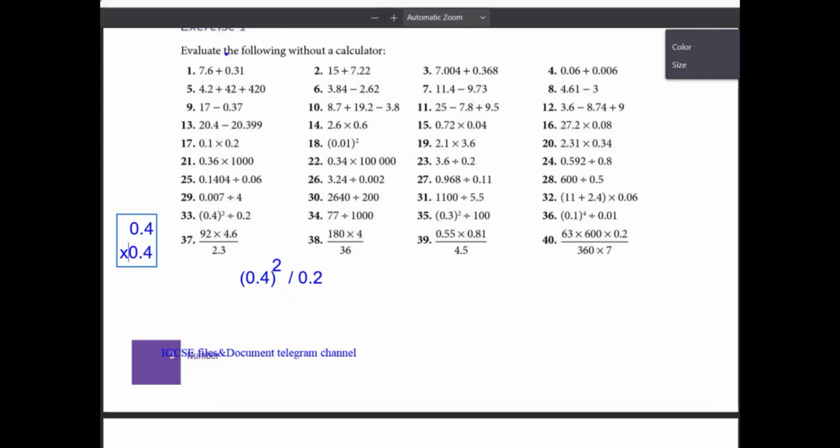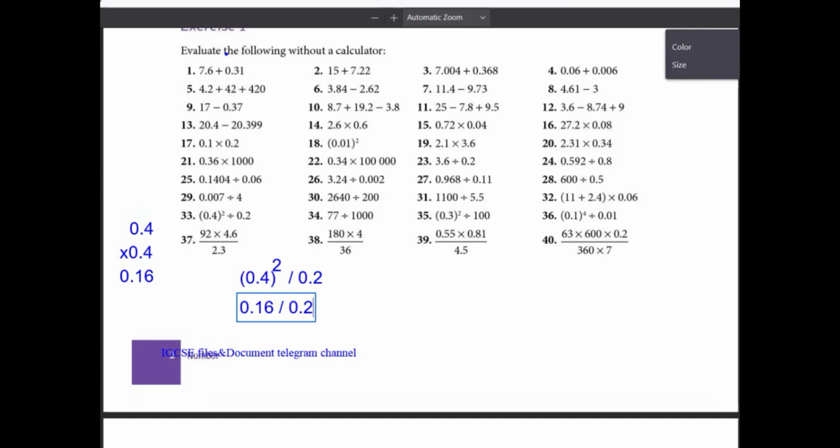What do we do about it? We ignore the decimal point, remember, in multiplication. And we multiply 4 times 4 is 16. And then we see how many digits after the decimal point. We have 4 here and 4 here, so one digit each. We count 1, 2, because altogether they are 2 digits. So it's going to be 0.16. Then my question will move to 0.16 divided by 0.2.